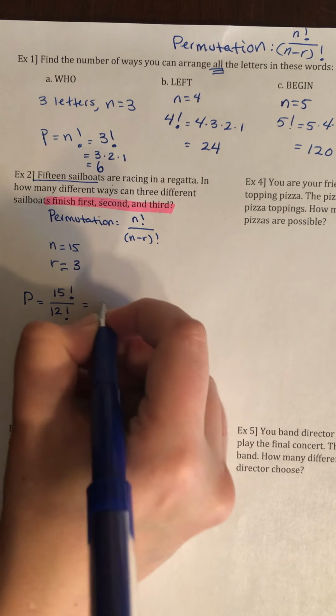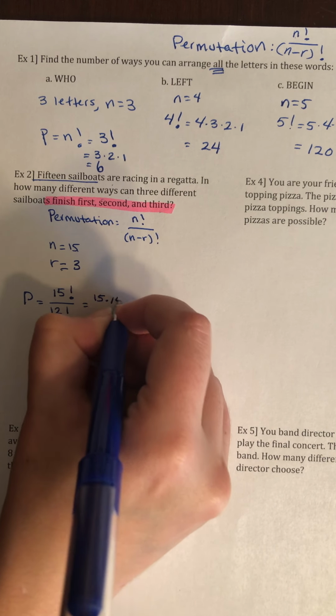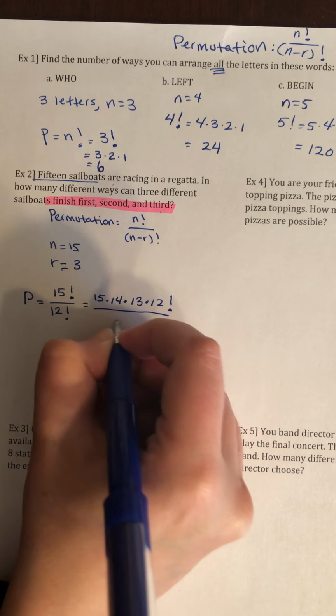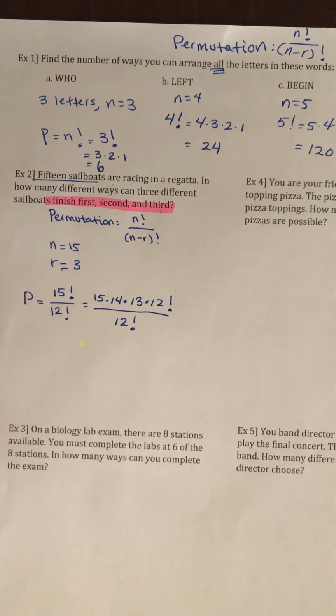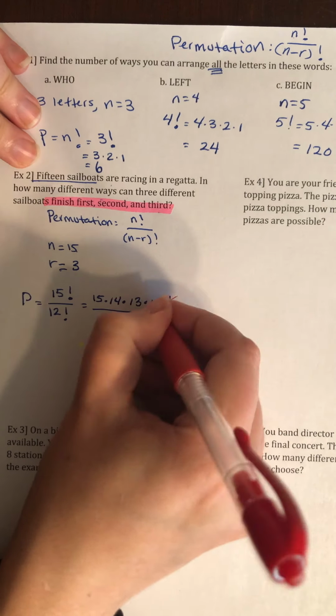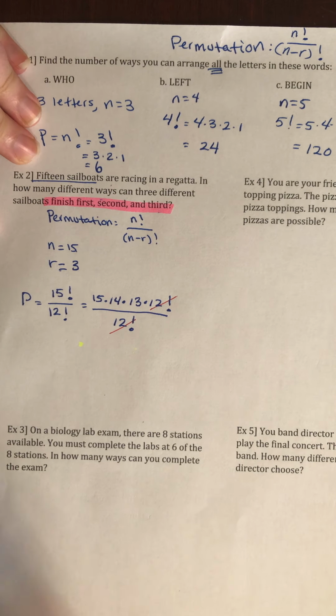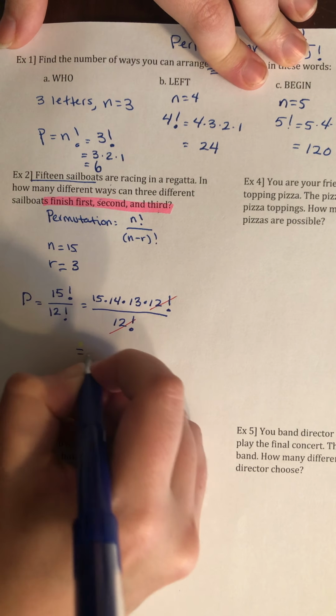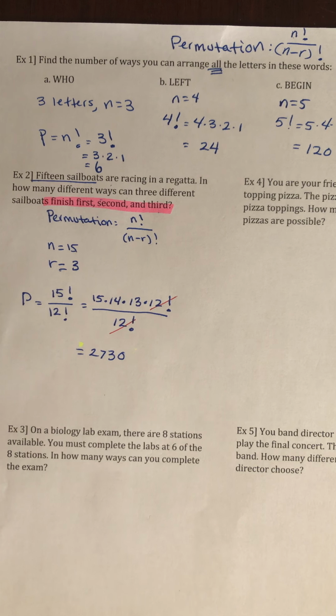Now keep in mind that is 15 times 14 times 13 times 12 factorial instead of going all the way back. And that gives me 15 times 14 times 13, which is 2,730. So there are 2,730 different ways that just 15 sailboats could finish the race, which is very interesting to me.